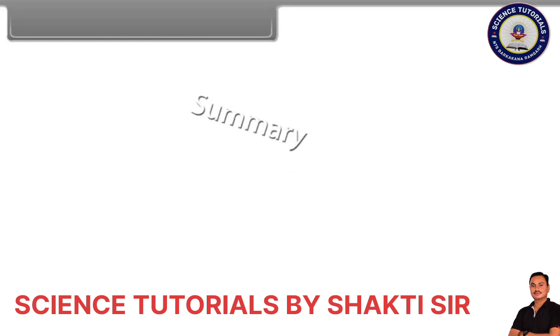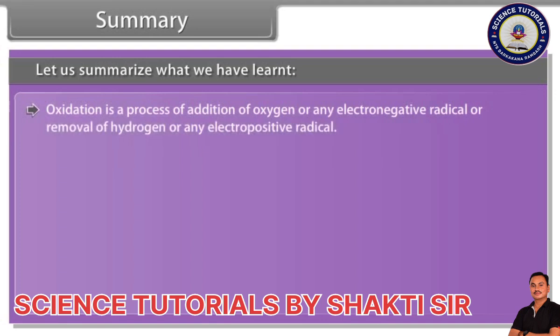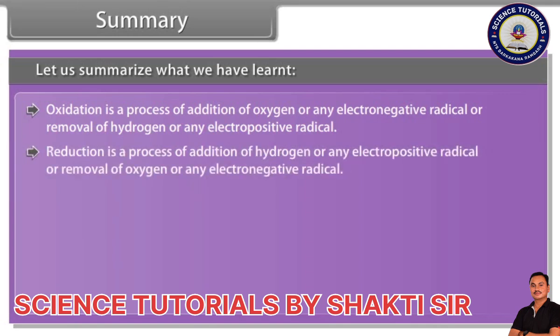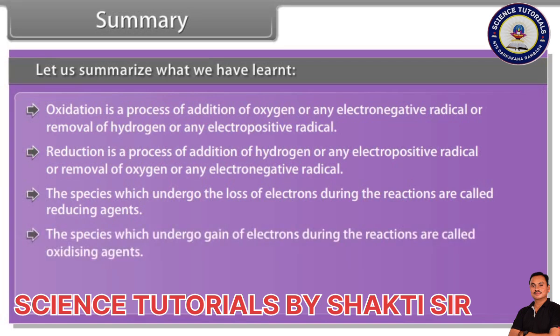Summary. Let us summarize what we have learned. Oxidation is a process of addition of oxygen or any electronegative radical, or removal of hydrogen or any electropositive radical. Reduction is a process of addition of hydrogen or any electropositive radical, or removal of oxygen or any electronegative radical. The species which undergo loss of electrons during reactions are called reducing agents. The species which undergo gain of electrons during reactions are called oxidizing agents.